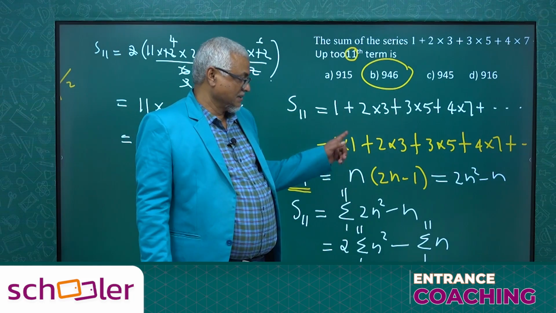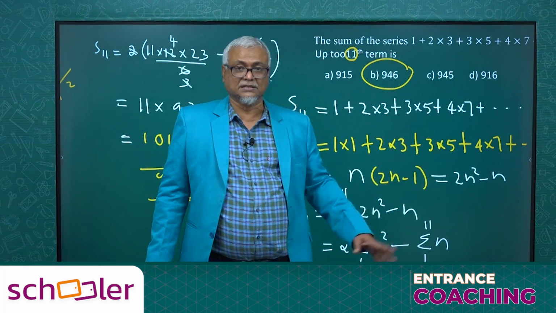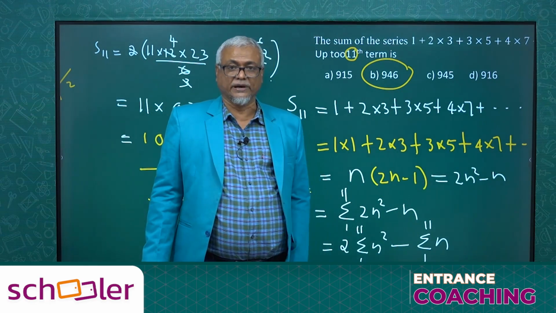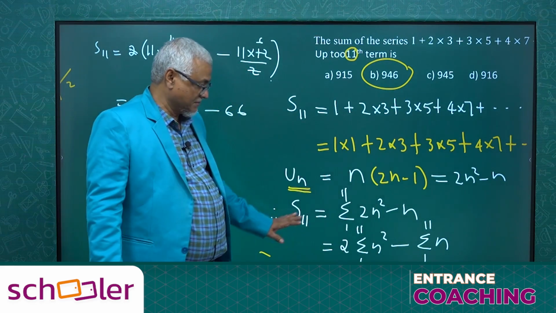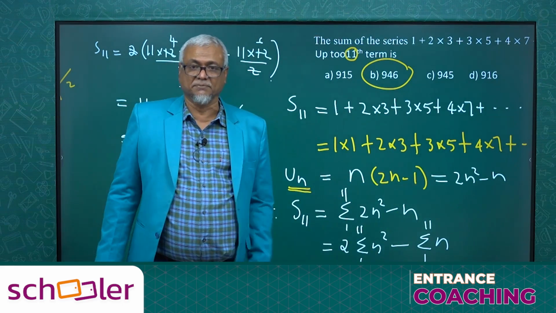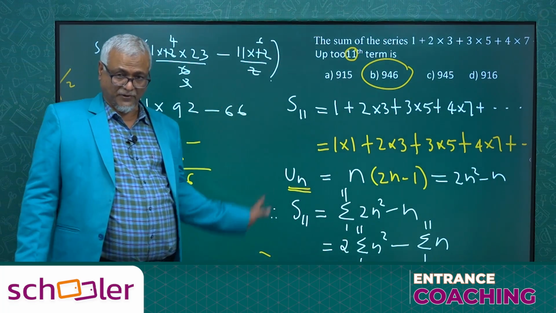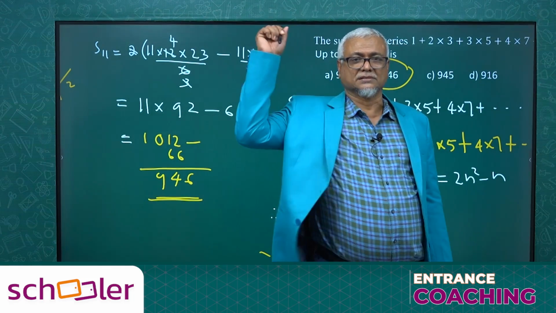So this is 1, 2, 3, etc., which is n. 1, 3, 5, etc., is 2n minus 1. And we multiply that to n square minus n. We simplify that. Then find the sum. Use sigma, use the property of sigma, write the formula, and simplify it. That is all. You got it? Yes.